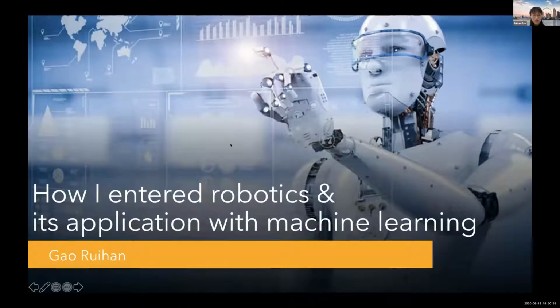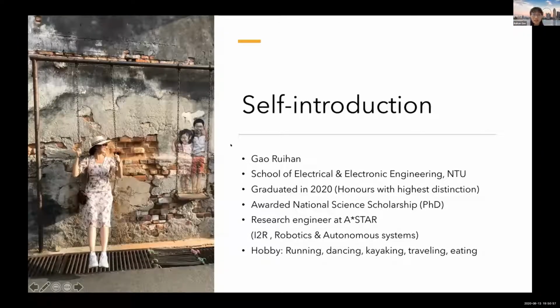So first of all, let me introduce myself. My name is Gao Ruihan. I just graduated from the School of EEE, NTU this year with honors with highest distinction. I'm honored to be awarded the National Science Scholarship sponsored by A-Star, and will be working as a research engineer since next week at the Institute for Infocomm Research. In my spare time, I like running and all kinds of sports, and also eating and traveling.